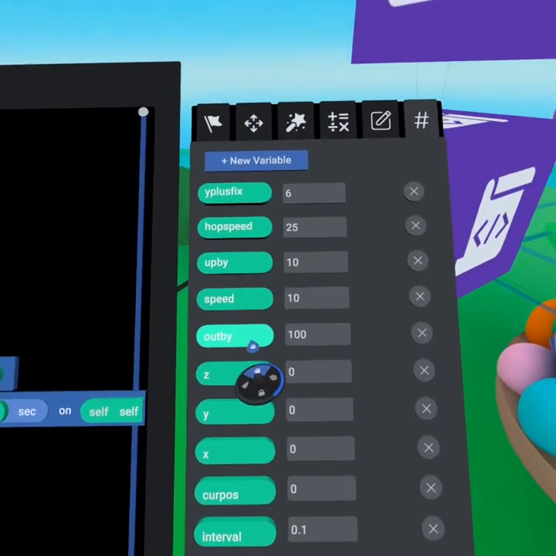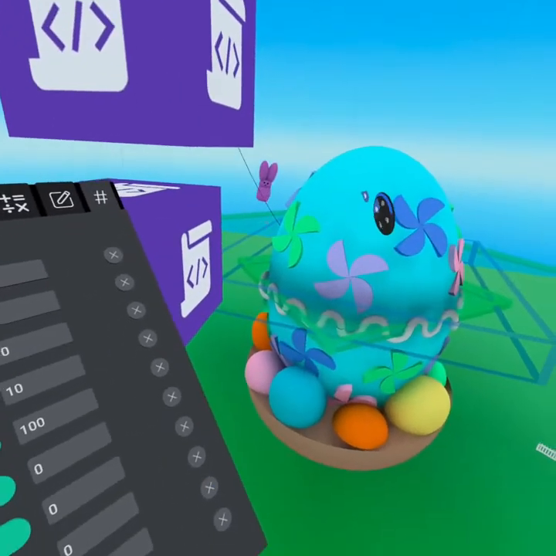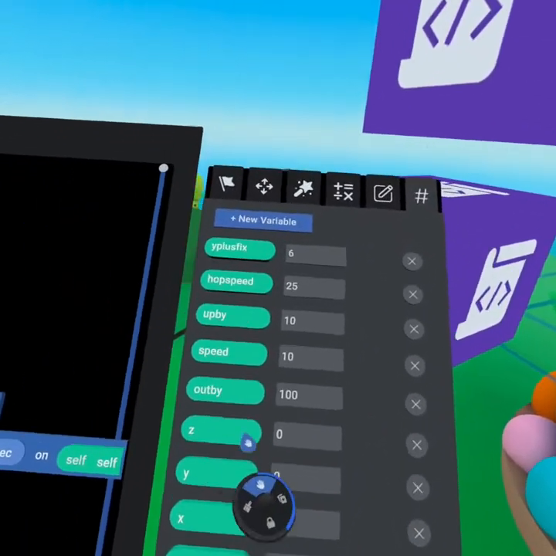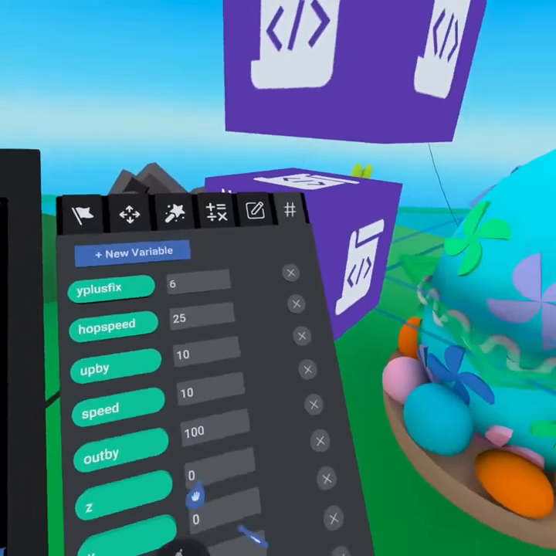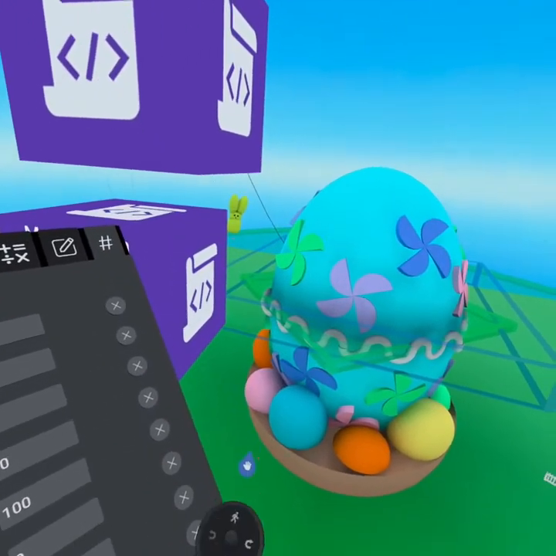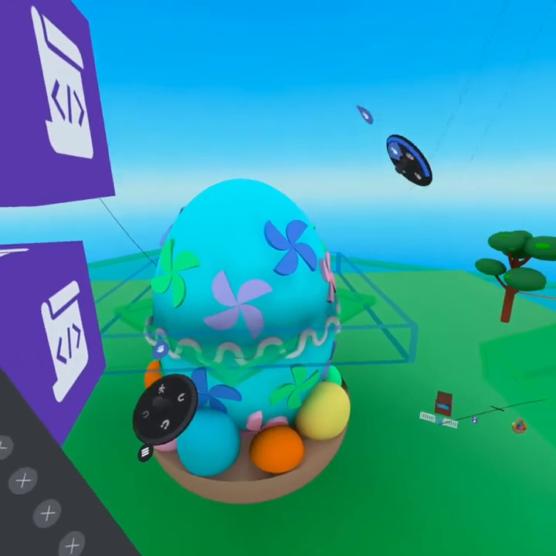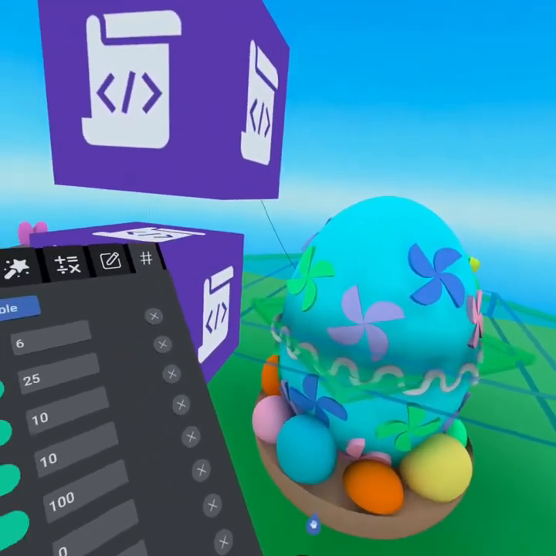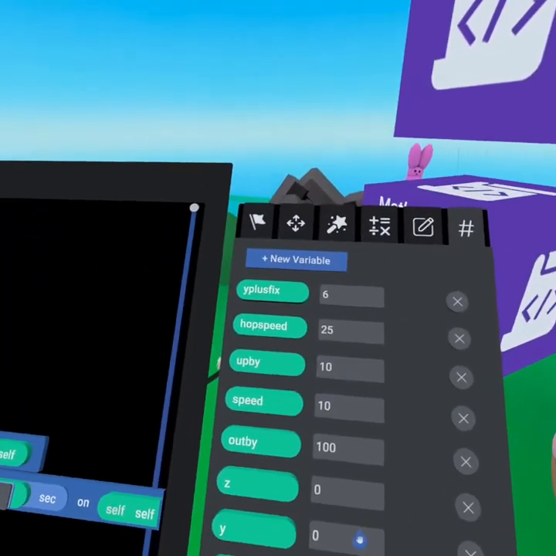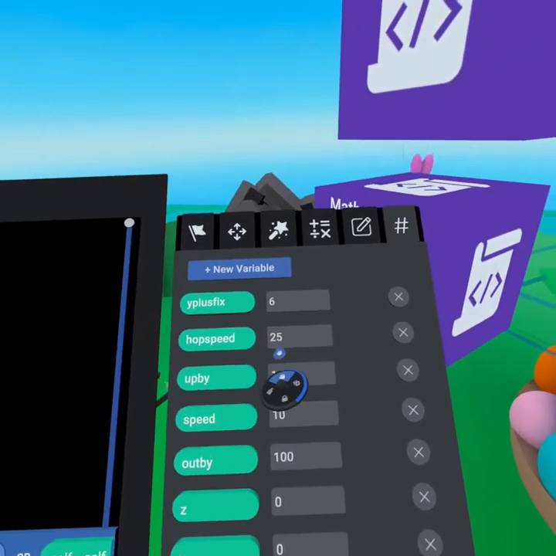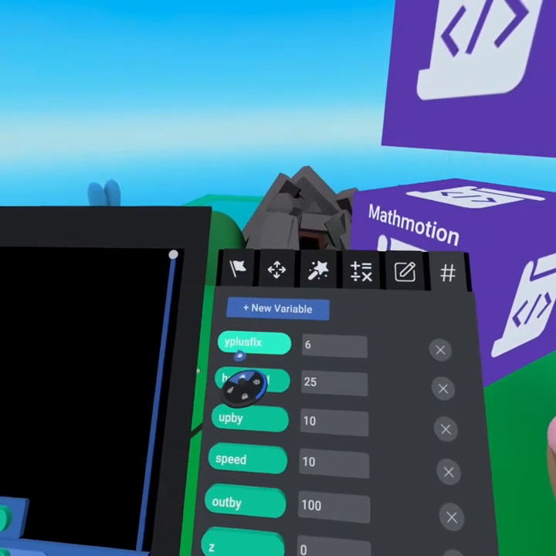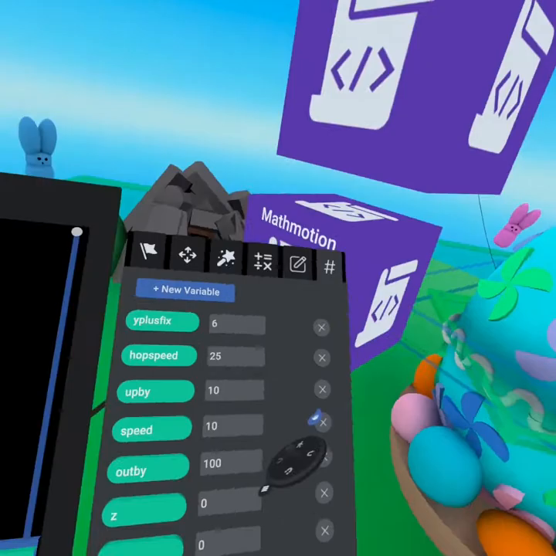And we have out by, so this is how far out from the 0, 0, 0 do we want it to be. We have speed, and then we have up by, which expands how far it's going to bounce. So normally it would just bounce 2 meters, but we're making it bounce 20 meters, so it gets up by quite a bit. And then we have hop speed, which is how fast is it going to hop. And we have y plus, which just moves it up slightly on the y.